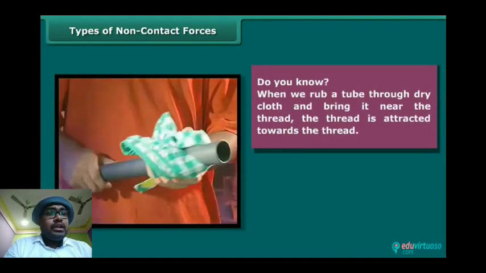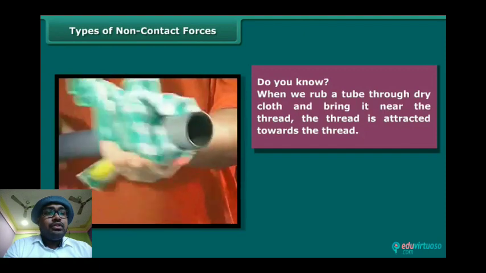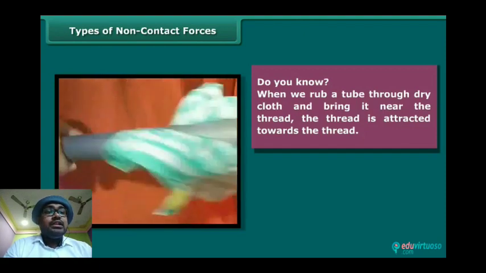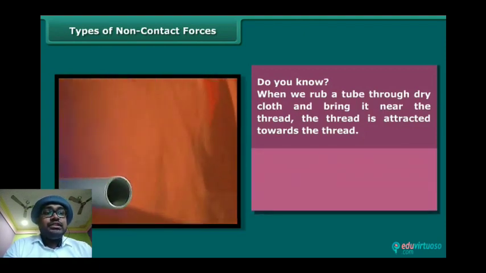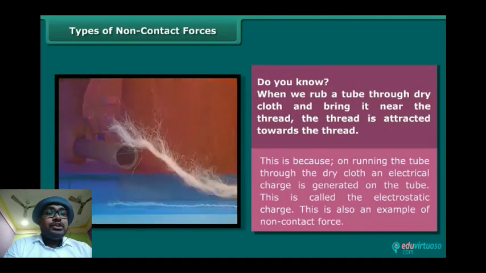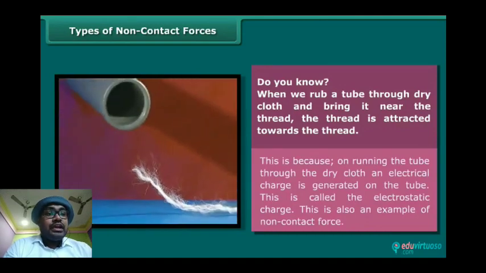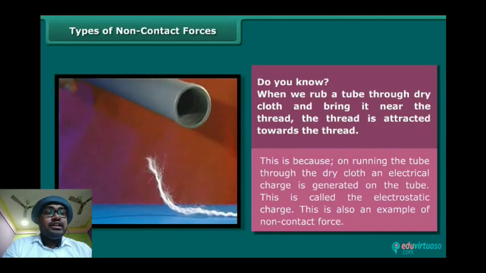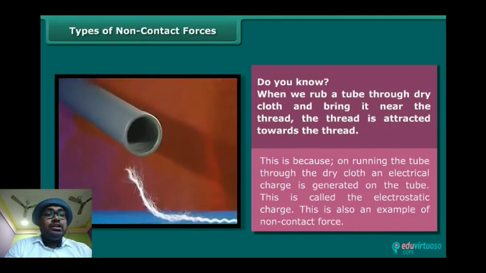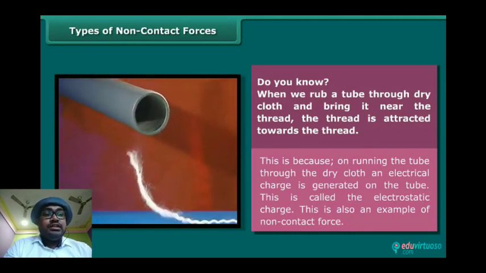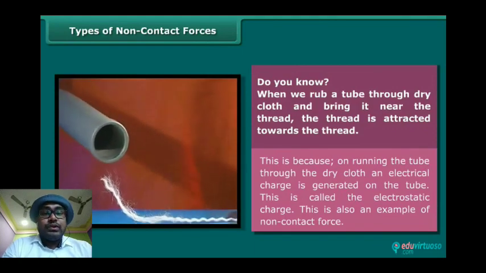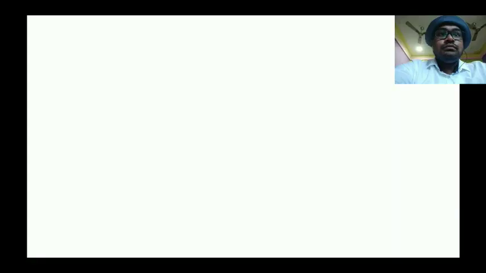Now, do you know when we rub a tube with a dry cloth and bring it near a thread, the thread is attracted towards the tube? This is because on rubbing the tube with the dry cloth, an electrical charge is generated on the tube. This is called the electrostatic charge. This is also an example of non-contact forces.